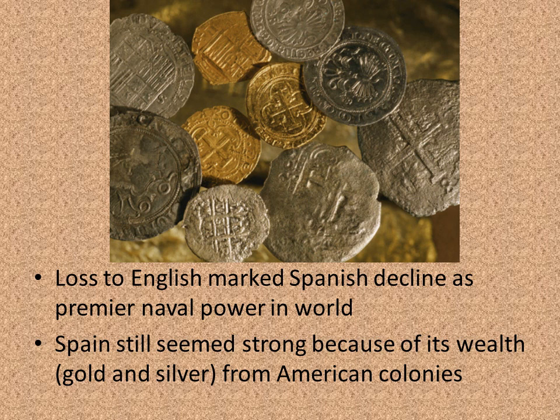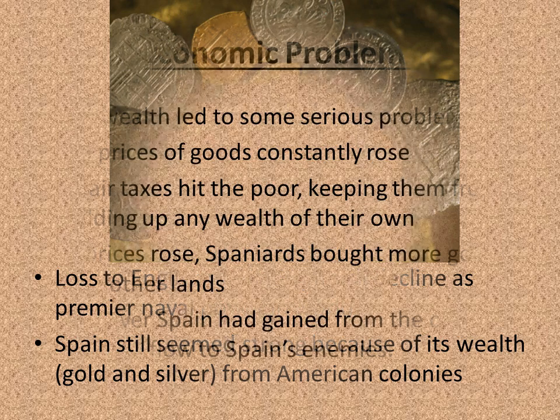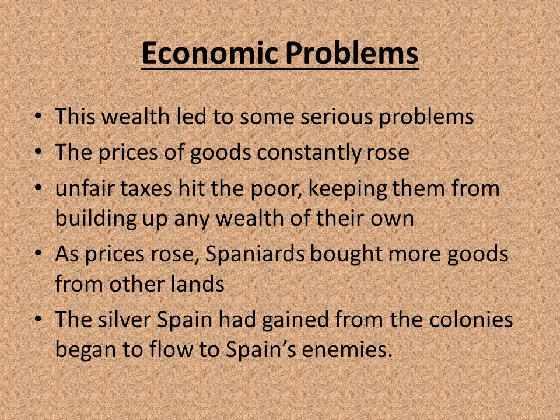However, Spain still seemed strong because of its wealth, gold and silver, coins like the ones pictured here, that flowed in from the colonies in the Americas. All of this gold and silver coming into Spain actually caused a lot of economic problems in that country. All of the new wealth caused the price of goods to constantly rise, something known as inflation. At the same time this inflation was happening, poor people in Spain had to pay new taxes that kept them from building up any wealth of their own.